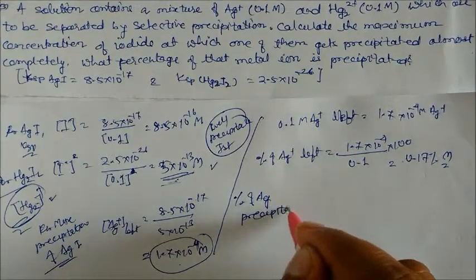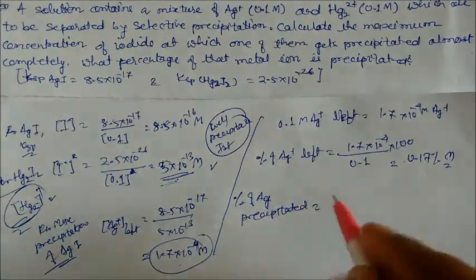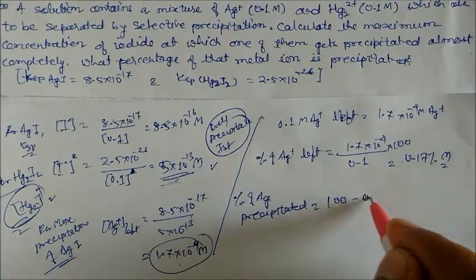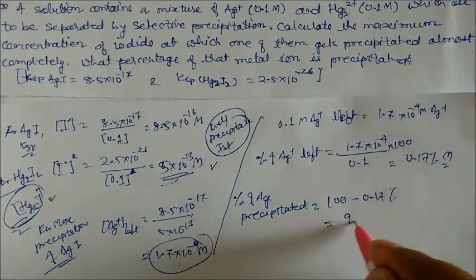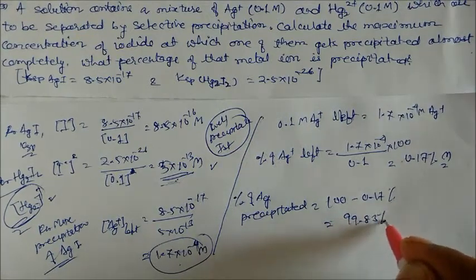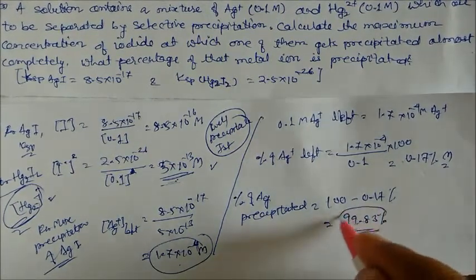So the percentage of silver precipitated will be how much? 100 minus 0.17%, so we will get the answer here: 99.83%. So this is basically our answer.